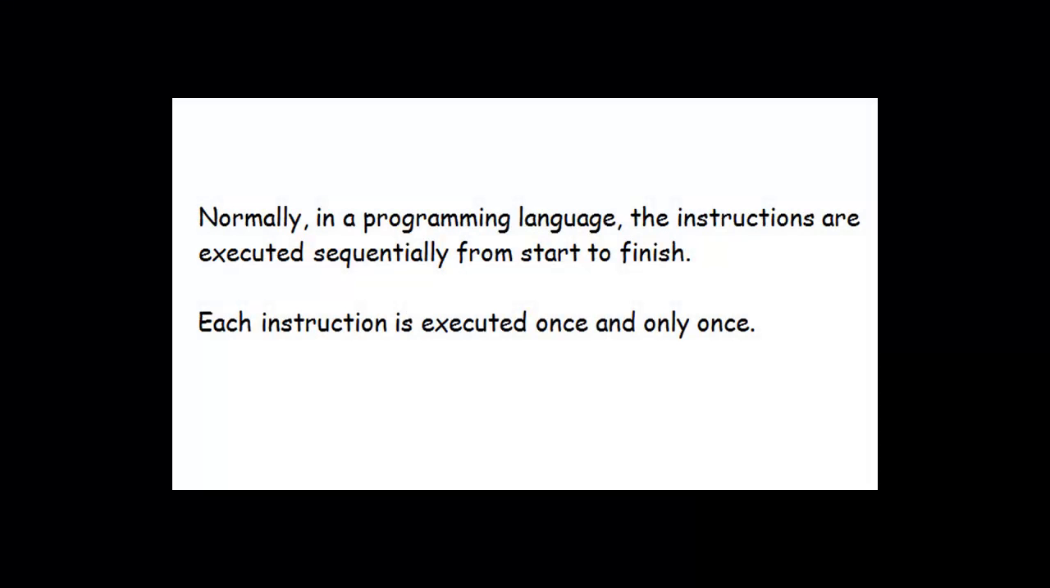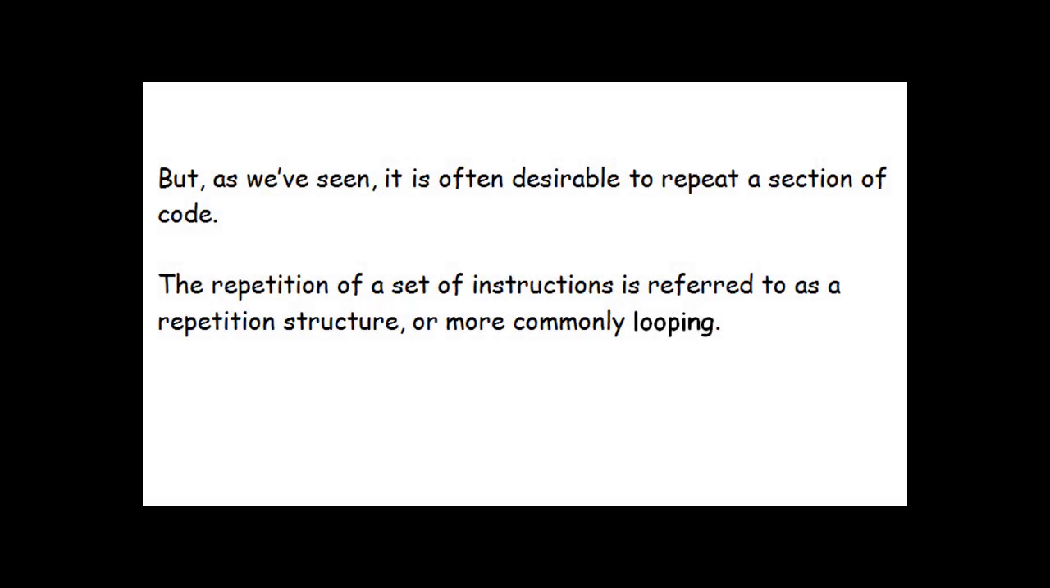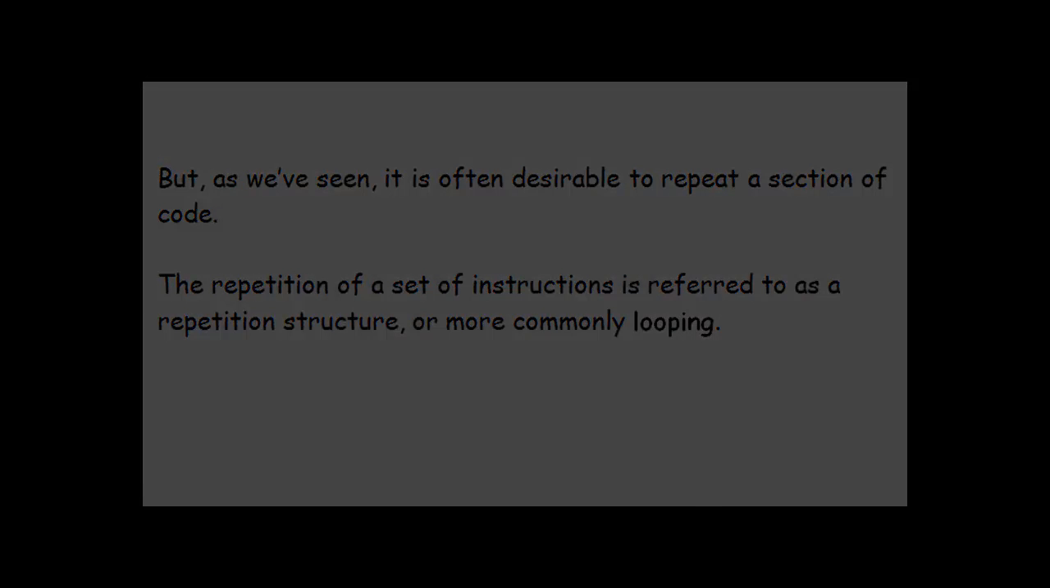So we all knew there was a better way, in that we didn't want to repeat 1,000 lines of the same code over and over again, and just copy and paste. It's hard, as you've seen, to keep track of. But normally in a programming language, instructions are executed sequentially from start to finish, and each instruction is executed once and once only. But as we've seen, it's often desirable to repeat a section of code, and the repetition of a set of instructions is referred to as a repetition structure. We call this, of course, looping.